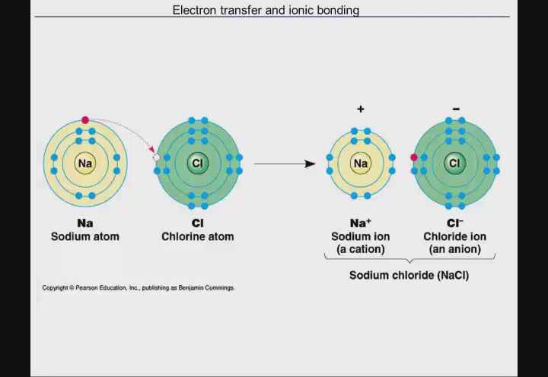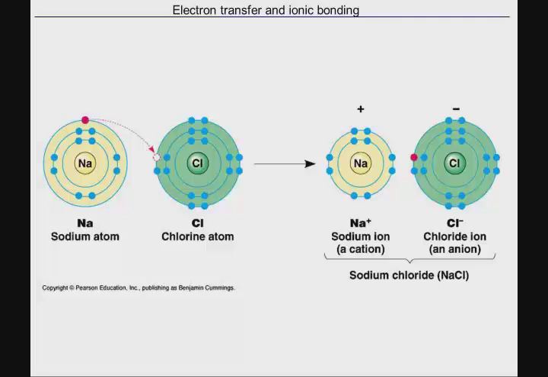It becomes positively charged because protons are positive. Chlorine, which now has one more electron than it does have protons in its nucleus, is now negatively charged because electrons are negatively charged. So it becomes a negative ion. Positive and negative attract, boom, these two stick together like two magnets, you have an ionic bond.